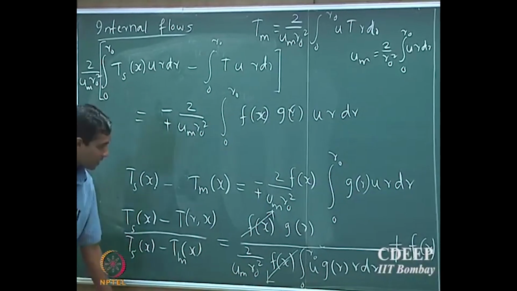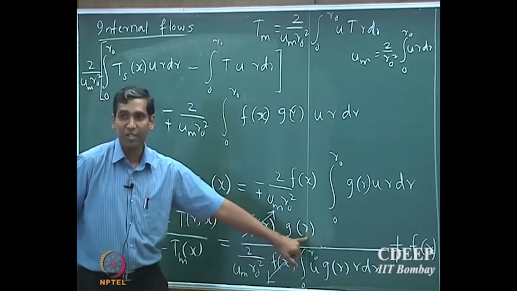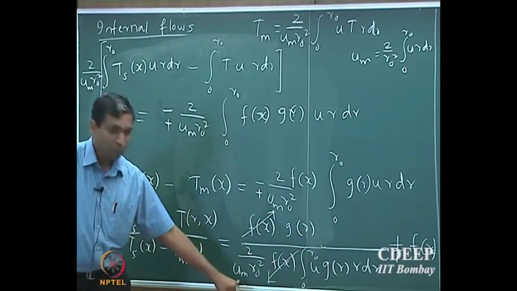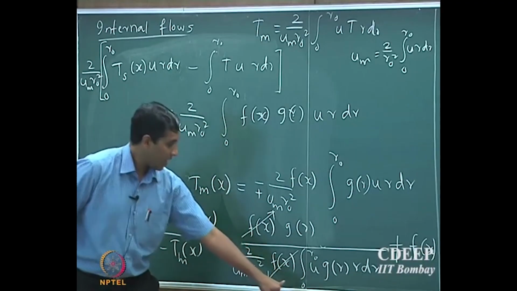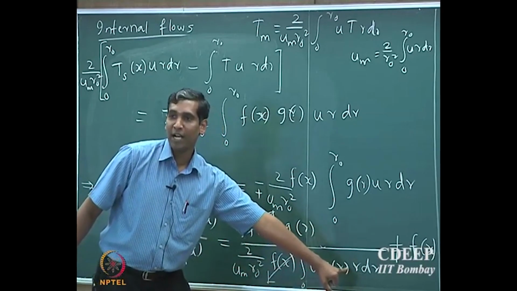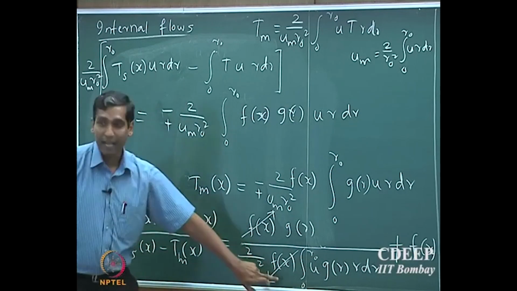Okay. So let me explain again. Look at the right hand side carefully. F of x g of r divided by 2 by um r naught square, f of x comes out and it's the integral of g r multiplied by u. Okay. So that is the cross sectional average of the function g. So f of x will cancel out.